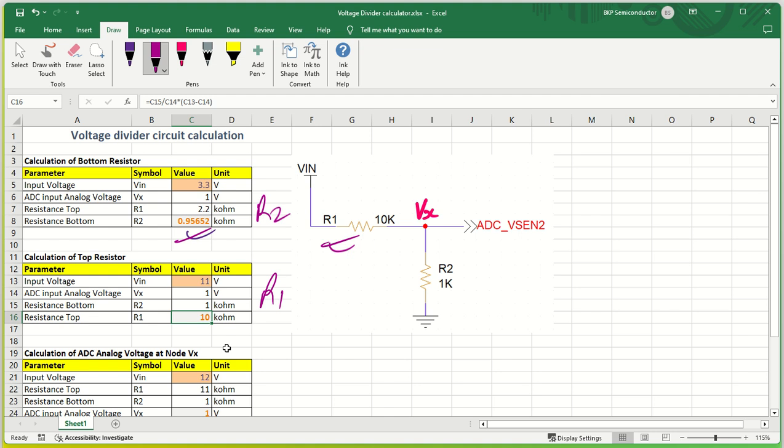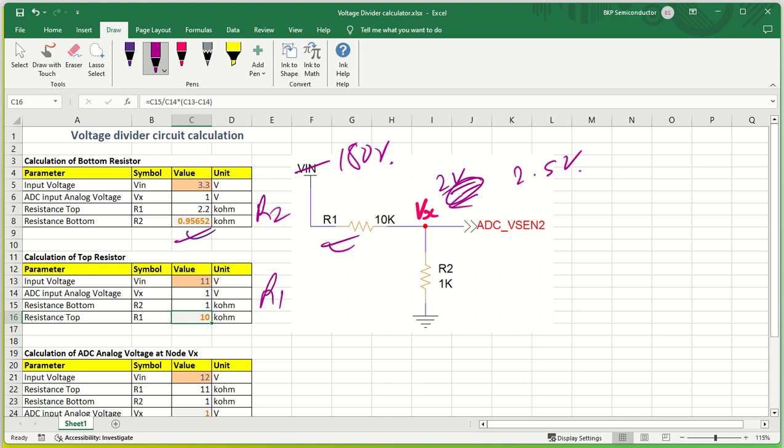Understood? So this is very basic. However, this is very important. Okay. Sometimes what happens is it is very difficult. Let us say V input is 180 volt. And our aim is to keep Vx less than 2.5 volt. So what do you think? Let us say we will keep 2 volt.